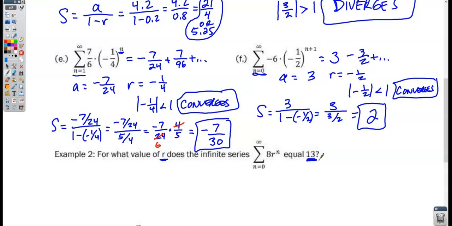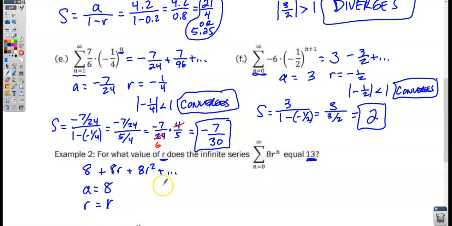Let's go ahead and figure out what this series looks like. When n equals 0, this is 8 times 1. So the first term of the series is 8. When n is 1, this is 8r squared, etc., etc. So for this series, a is equal to 8, and r is just equal to the r value that we're trying to find. That's going to be what we solve for in this case.